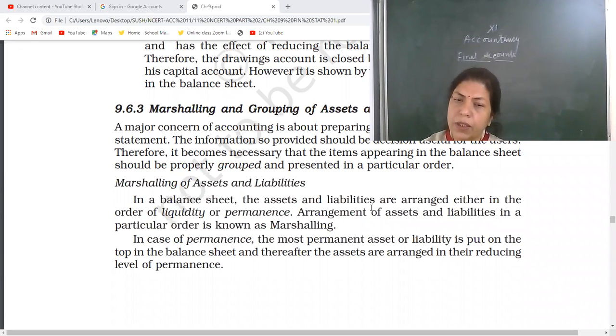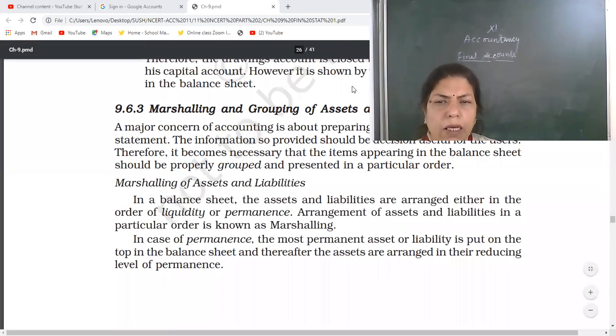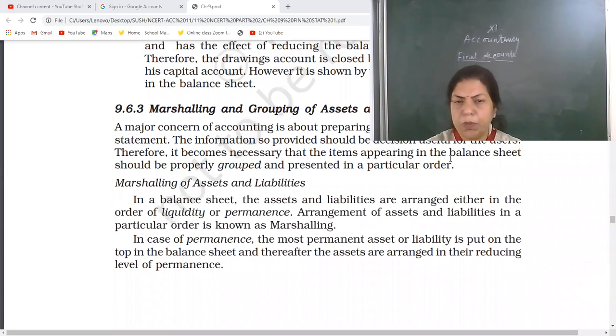Various users are there. They will use this information, and it is necessary that the items appearing in the financial statements should be in proper format. The items in the balance sheet should be properly grouped and presented in a particular order. See, if we do not make the financial statements according to the prescribed format, the users will not get the information accurately, and it is very difficult for them to analyze them.